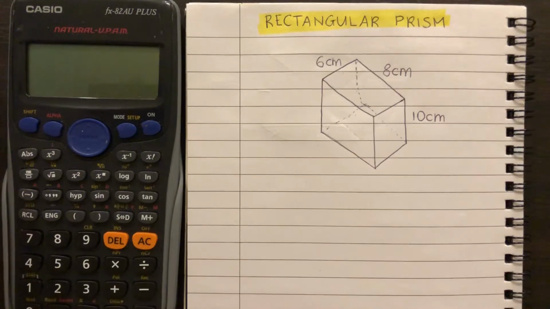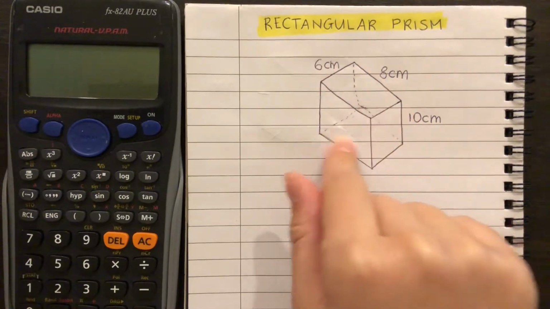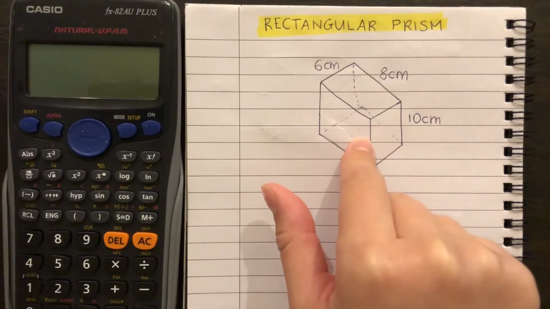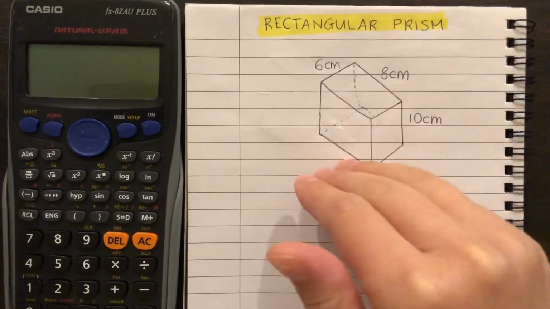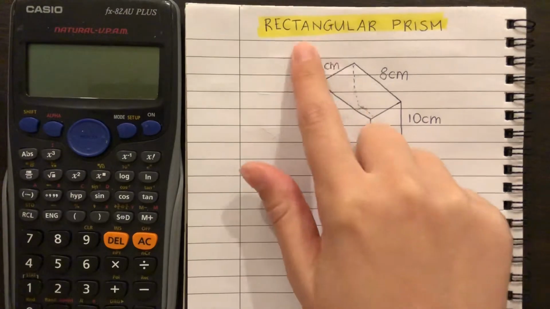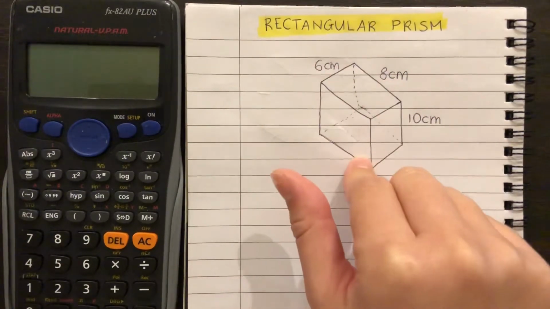In this video, I'm going to be showing you how to calculate the total surface area of a rectangular prism. So this shape here is what we call a rectangular prism. It is a 3D shape, and the 2D shape of what this once was is obviously a rectangle. So now that it's 3D, we call this a rectangular prism.